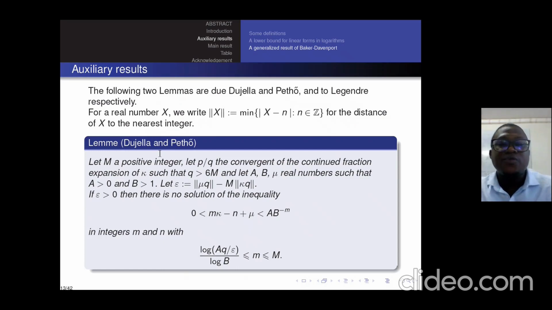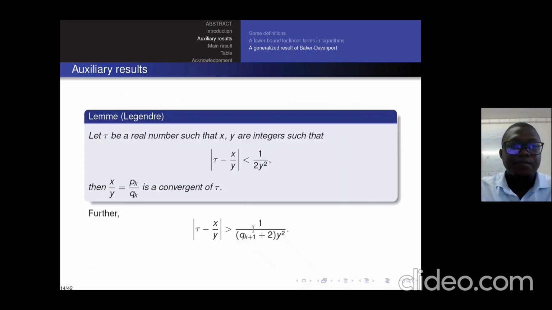And the lemma of Dujella and Pethő can be stated like this. Let M be a positive integer and p/q the convergent of the continued fraction expression of kappa, such that q is greater than or equal to 6M, and let A, B, mu be real numbers such that A is greater than or equal to 0 and B is greater than 1. When we consider epsilon, which is equal to this, and if epsilon is greater than 0, then there is no solution of this inequality in integers m and n with this inequality.